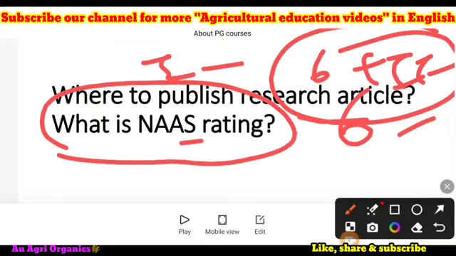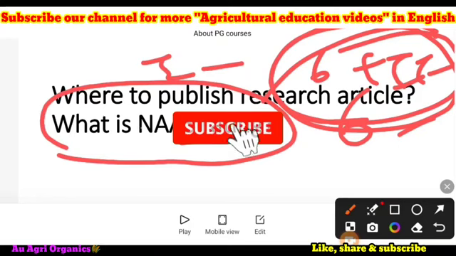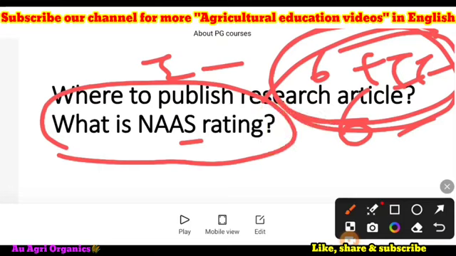The NAS rating term is used only in India, but impact factor is used all over the world. If the NAS rating is above 6, you can publish. But for the journals, they need a minimum of 2 years of data to publish in above 6 NAS rated journals. You will come to know about these things in your future.